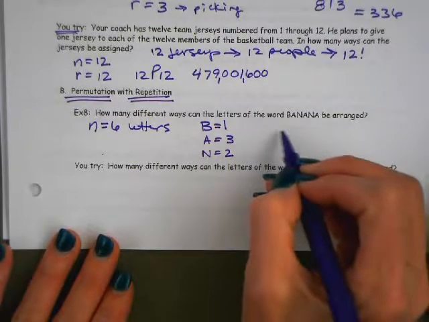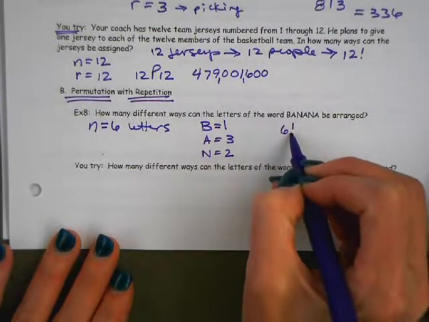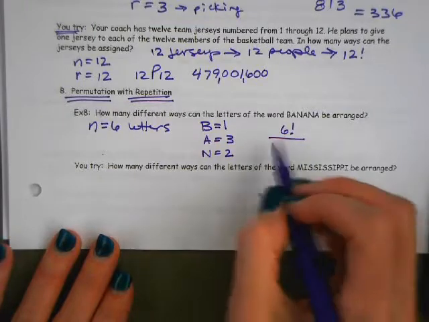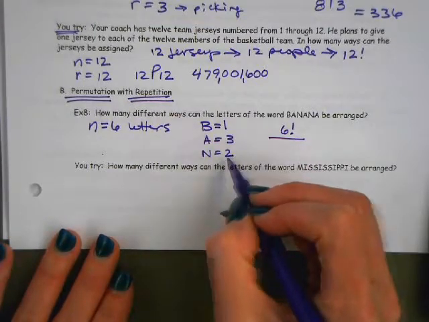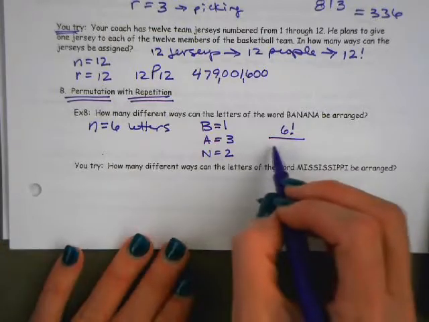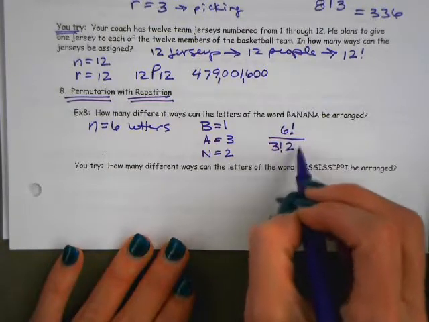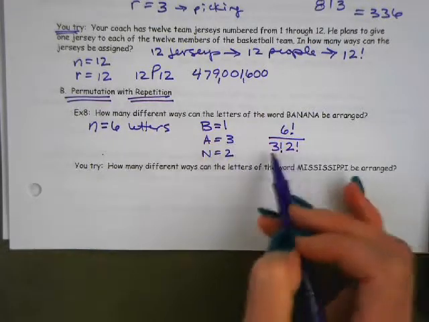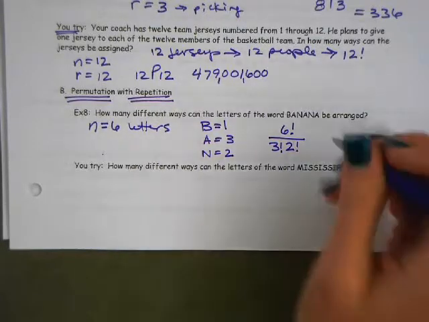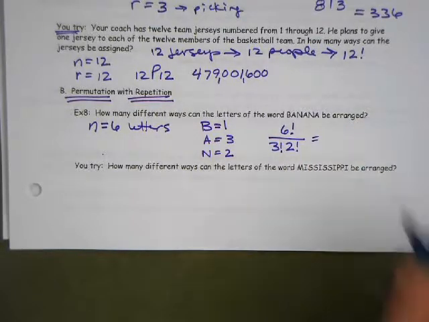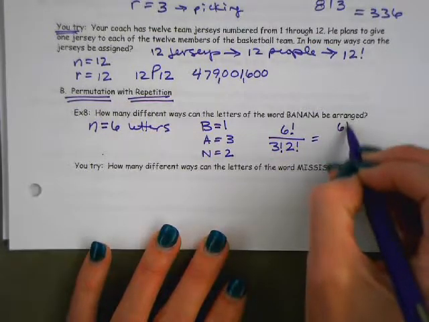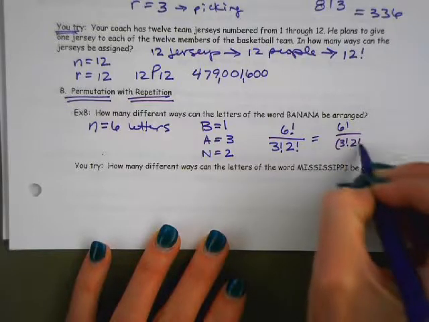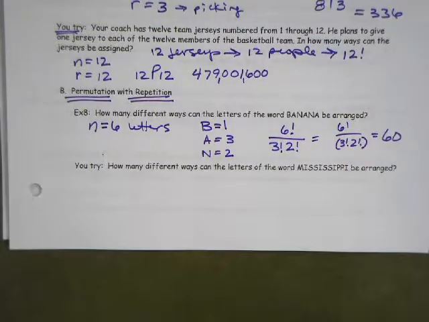So I really can rewrite this as 6 factorial, and then I'm going to divide it by all my letters factorial. So 1 factorial is just 1, so I won't write that. But 3 factorial and 2 factorial. So I take my repetition and I make those factorials on the bottom. And then you just work this out through a calculator. If I do that, you should get 60 different ways that you can rearrange those letters.